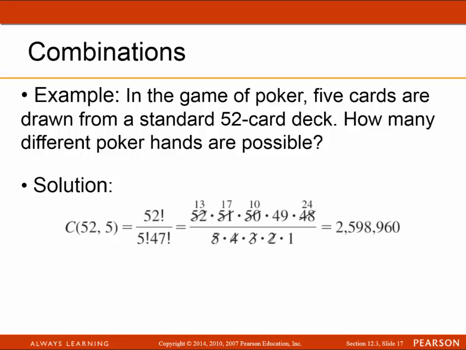Now, in a game of poker, 5 cards are drawn from a standard 52 card deck. How many different poker hands are possible? So here we're choosing 5 cards out of 52. So the combination is 52 objects taken 5 at a time. So then we end up with 52 factorial divided by 5 factorial times (52 minus 5) factorial, which gives us the 47 factorial. And if we do all the canceling out, we end up with 2,598,960 different possible poker hands.